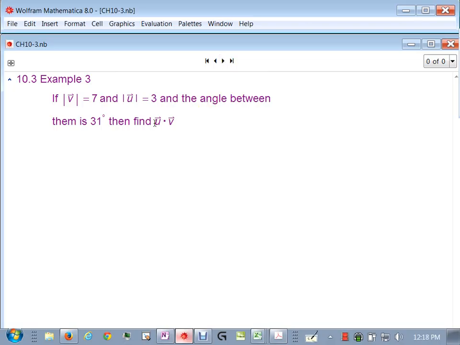I'll let you do this on your own because this one, again, is trivial. I want you to find the dot product of these two vectors. I give you the lengths and I give you the angle. So this is just the length of these two multiplied, so that's 21 times cosine of 31. Make sure you're in degree mode, multiply, you're done.